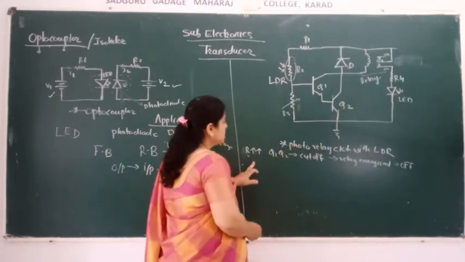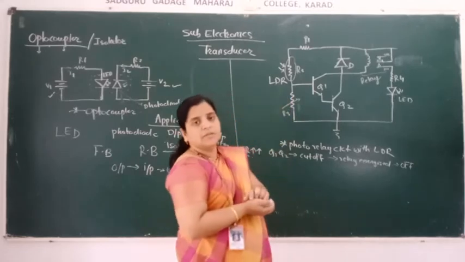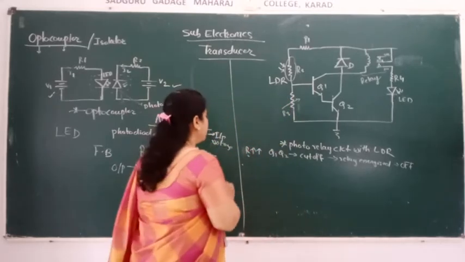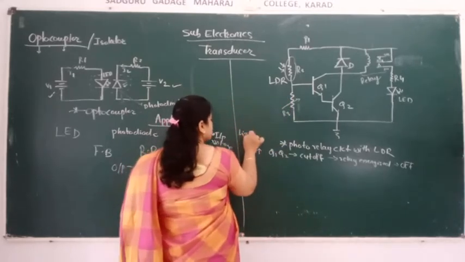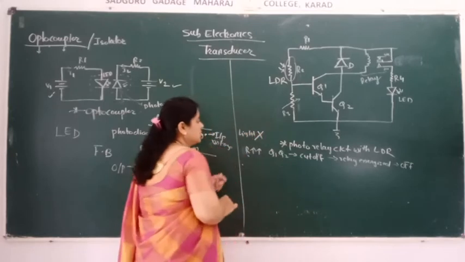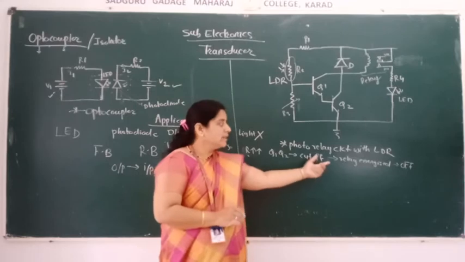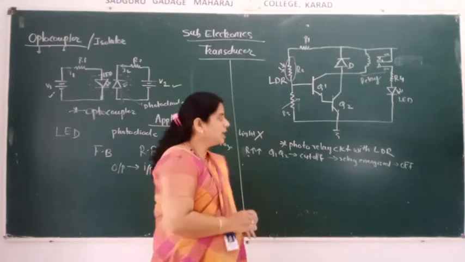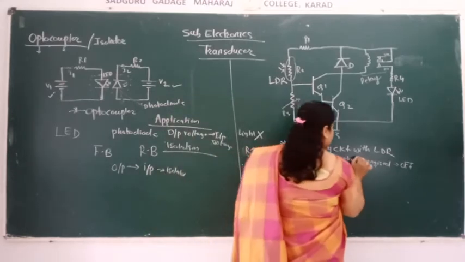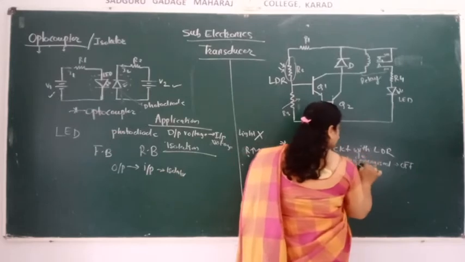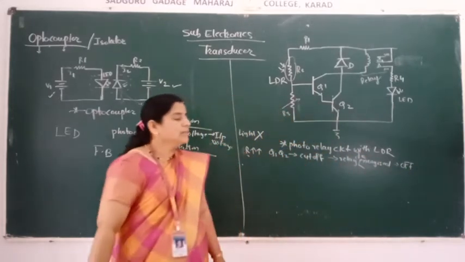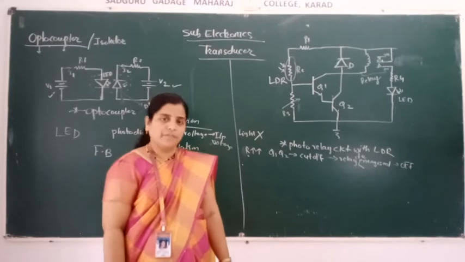So one condition is that when light is not falling on the resistor, then the transistor will be in the cut-off condition and this relay will not be energized, which means it is de-energized. Then what happens? That relay will be in the off condition.